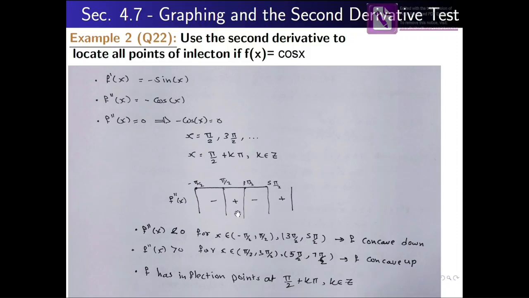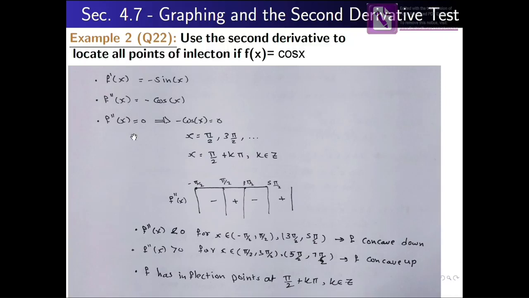So since the function changes concavity and the second derivative is equal to 0 at all these points, we conclude that f has an inflection point at pi over 2 plus k pi, where k is an integer, k in Z. So first you find the first derivative, then you find the second derivative.